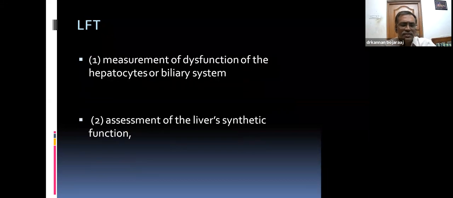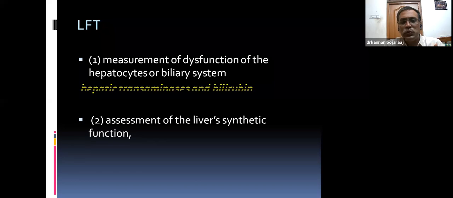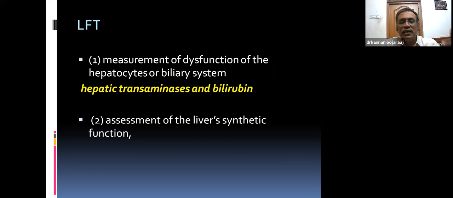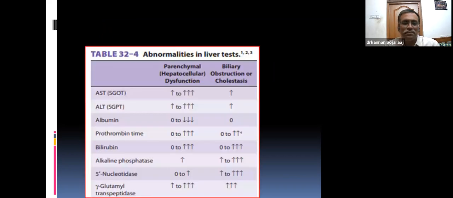In liver function tests, there are two things. Number one is the measurement of dysfunction of the hepatocytes or the biliary system. And number two is the assessment of the synthetic function of the liver. This is broadly classified into these two. For the dysfunction of the hepatocytes and biliary system, we can do enzymes, hepatic transaminases, and bilirubin for the biliary system. For the assessment of synthetic function, we can do albumin and coagulation factors. These are all synthesized by the liver. Okay, for simple understanding.